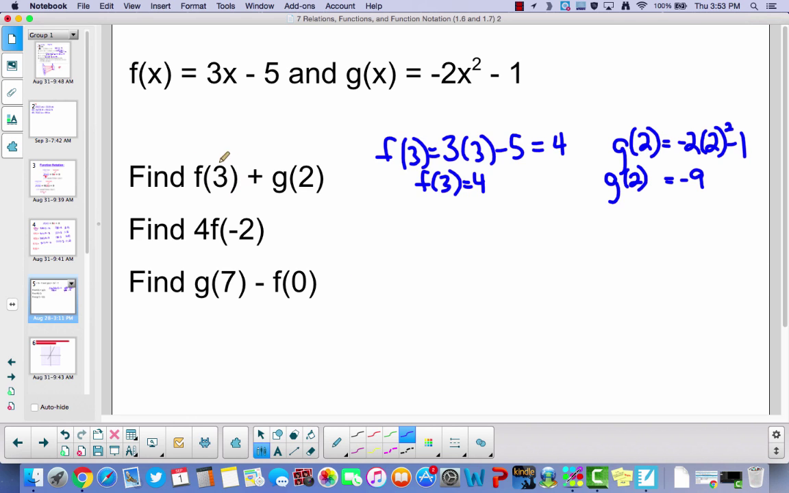Now this says take f of 3 plus g of 2. But that's 4 plus a negative 9, which equals a negative 5. That's our answer. You try this bottom one, please.